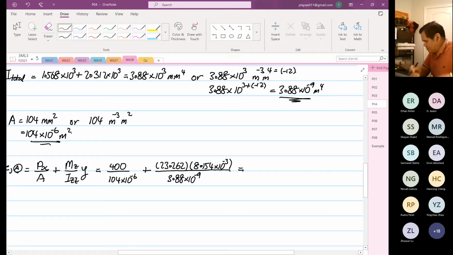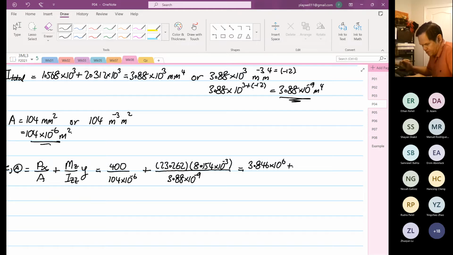Okay. So this is equal to 400 divided by 104 power minus 6. So this is equal to 3.846 times 10 to the power of 6 plus 23.262 times 8.154 power minus 3 divided by 3.88 power minus 9, which is equal to 48.886.